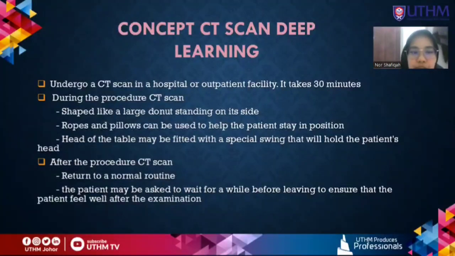So during the CT scan procedure, the scanner is shaped like a large donut standing on its side, and ropes and pillows can be used to help the patient stay in position. During the scan, the head of the table may be fitted with a special sling that will hold the patient. After the patient is transferred into the scanner, the X-ray detector rotates around the patient. Each rotation will produce several images of the patient. The technologist in a separate room can see all the movement of the patient. The patient can also communicate with the technologist via intercom.